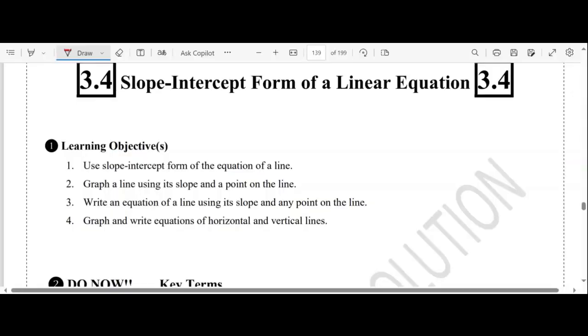3.4 slope-intercept form of a linear equation. Learning objective: 1. Use the slope-intercept form of the equation of a line. 2. Graph a line using its slope and a point on the line. 3. Write an equation of a line using its slope and any point on the line. 4. Graph and write equations of horizontal and vertical lines.